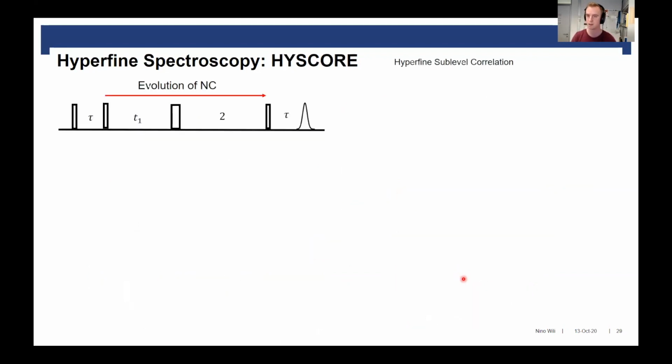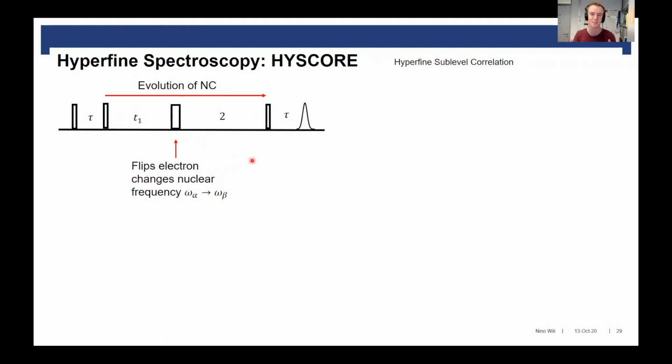And then we come to this hyperfine sublevel correlation. And this is the same as the 3-pulse ESEEM. So you have evolution of nuclear coherence. But now we have 2 evolution times, t1, and this should be a t2, sorry. And we have a pi pulse in between. And what this pi pulse does, to first order at least, is that it flips the electron spin from alpha to beta or beta to alpha. So you exchange nuclear frequencies. So you go from alpha to beta or from beta to alpha. And this, of course, helps you with this.